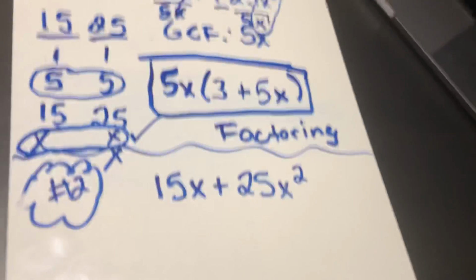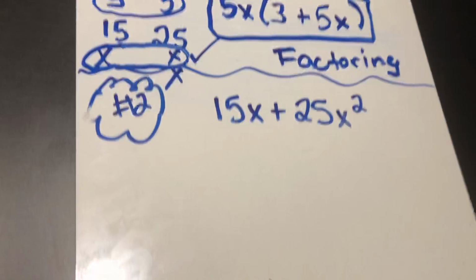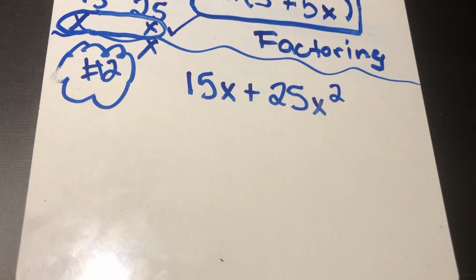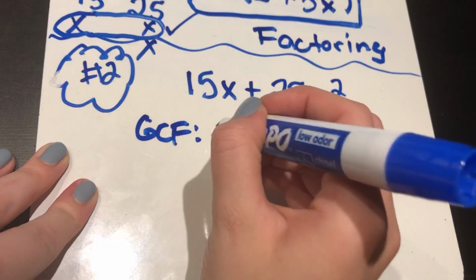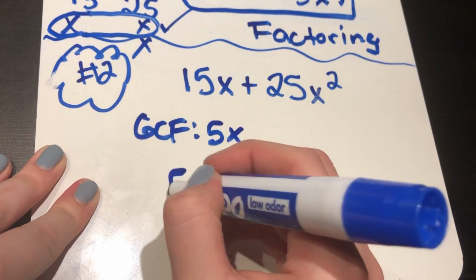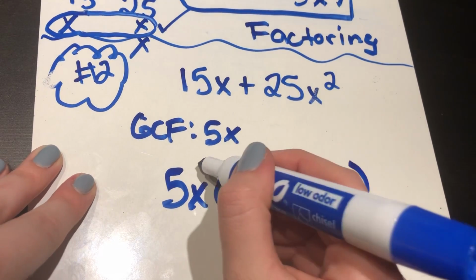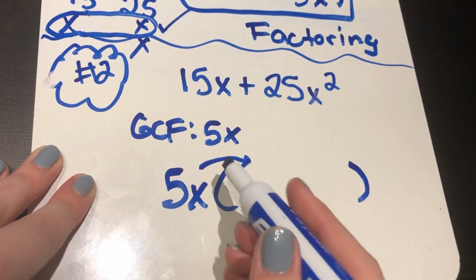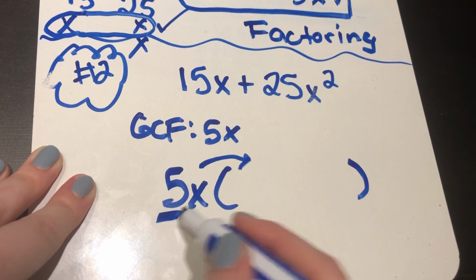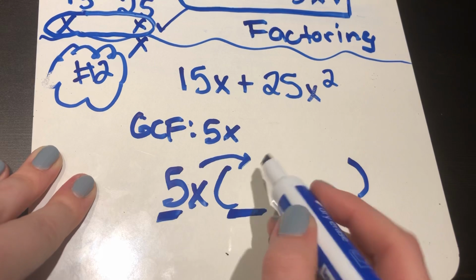Now if you think that's really easy, so the people that are like, okay, that seems pretty simple, here's how you can do it without all those steps. You always have to find the GCF. We already did the GCF, we know it's 5x. We already did that in the last one, so we don't have to do it again. 5x goes on the outside. You should know that what you're going to be doing is distributing. So think about it, 5 times what is going to give you 15? 5 times 3.